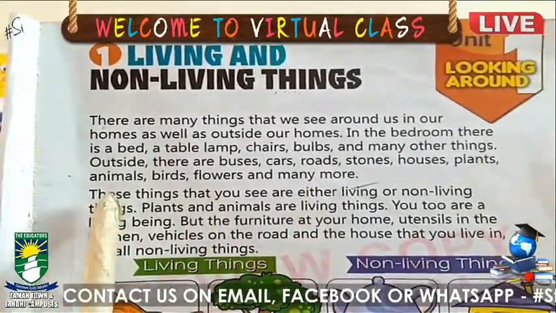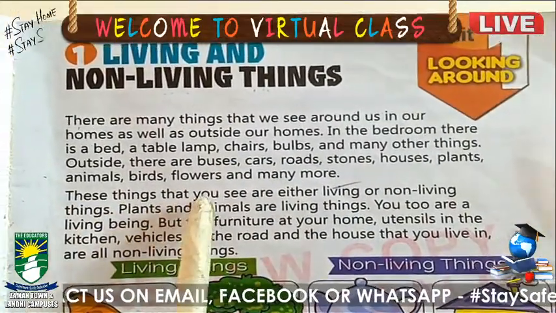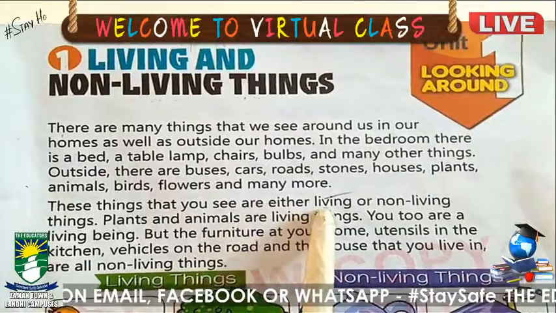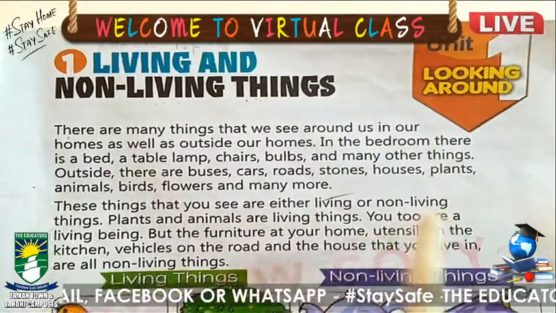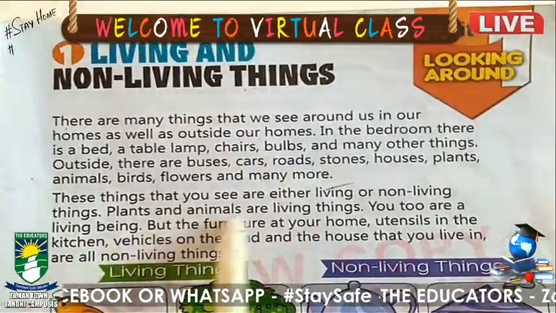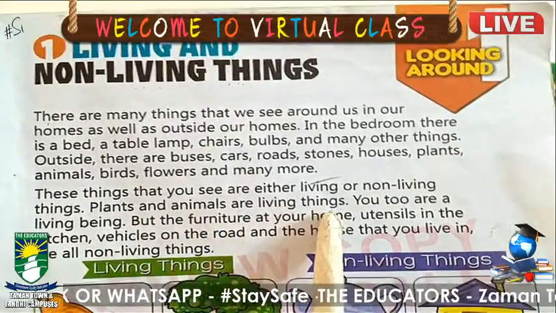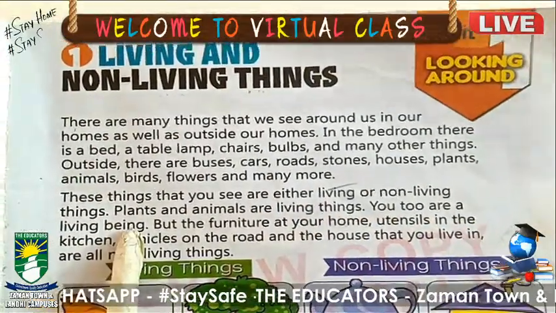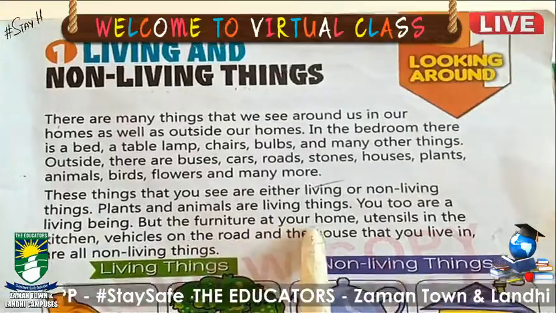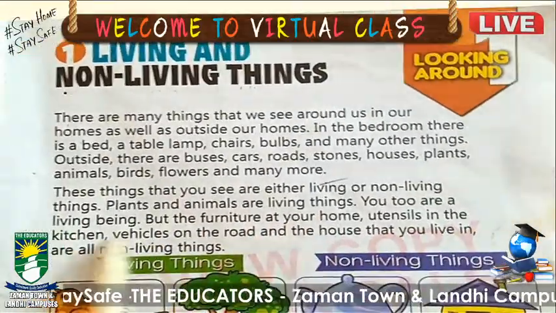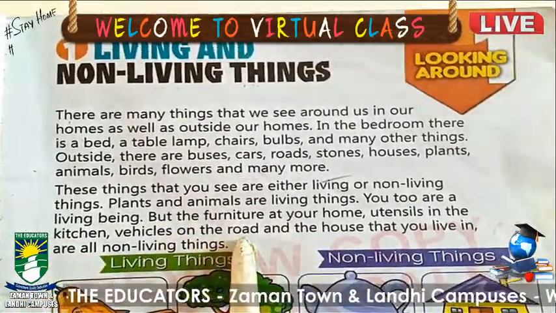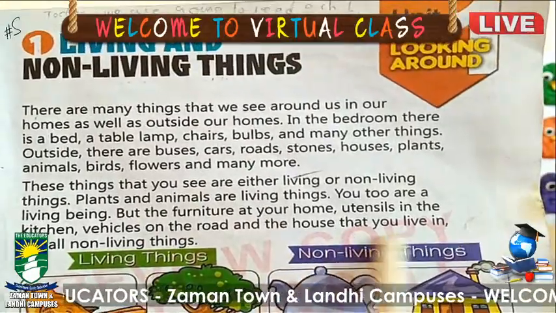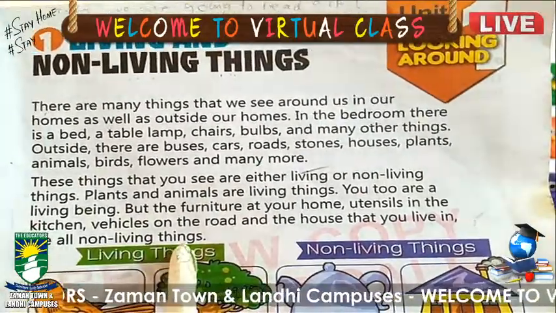Second paragraph. Okay, these things that you see are either living or non-living things. Plants and animals are living things. You too are a living being. But the furniture at your home, utensils in the kitchen, vehicles on the road, and the house that you live in are all non-living things.